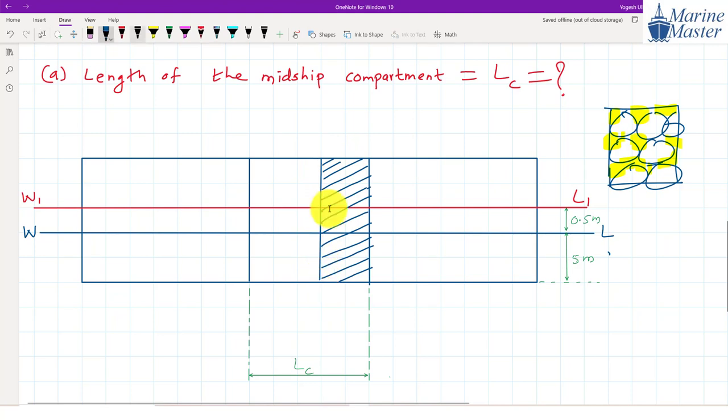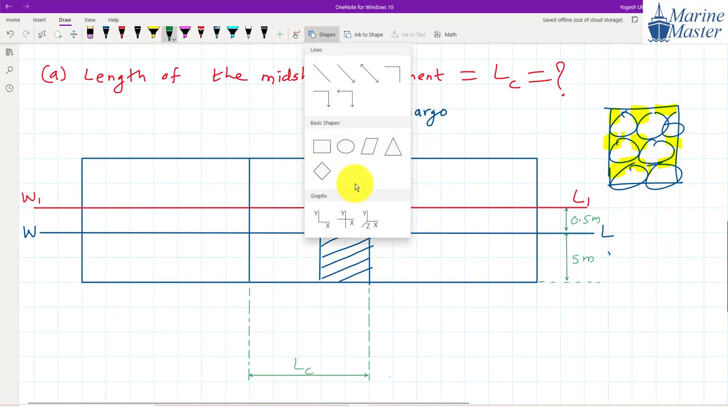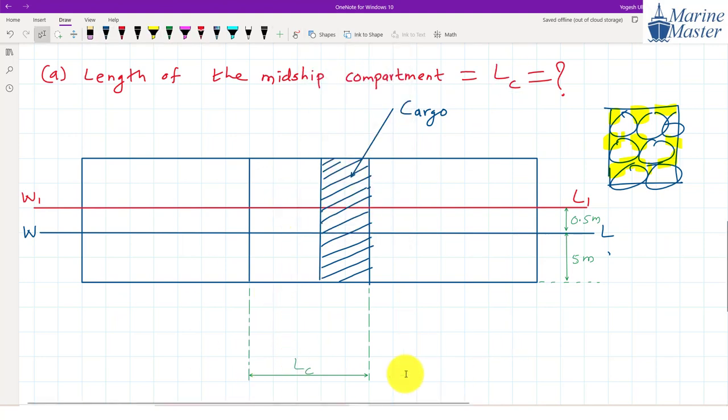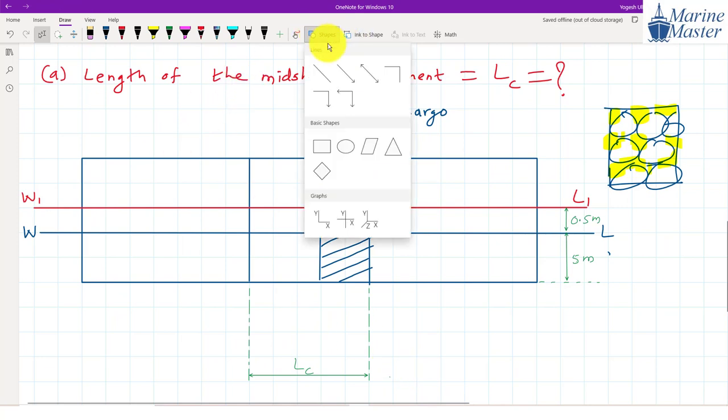What does this portion denote? Tell me, guys. This is the cargo. Try to understand my point. Now observe the scenario further, what we have to do and how we are going to approach. Suppose this entire length we are assuming is LC.